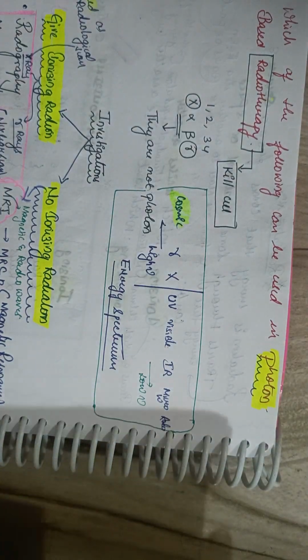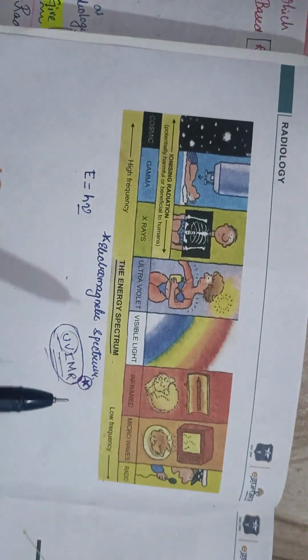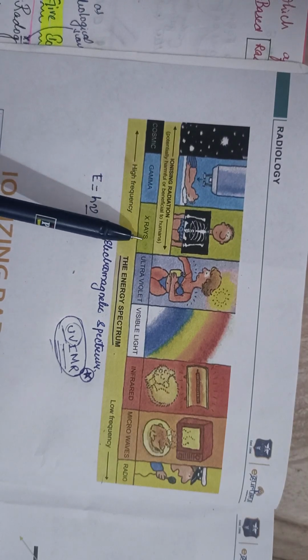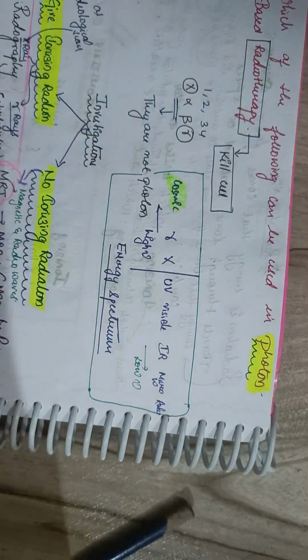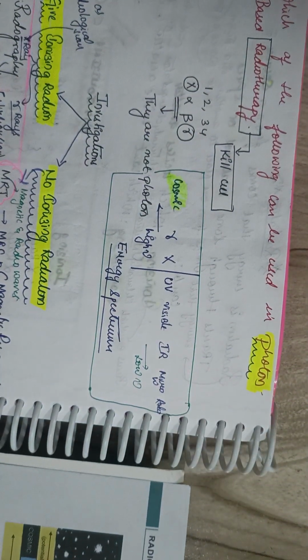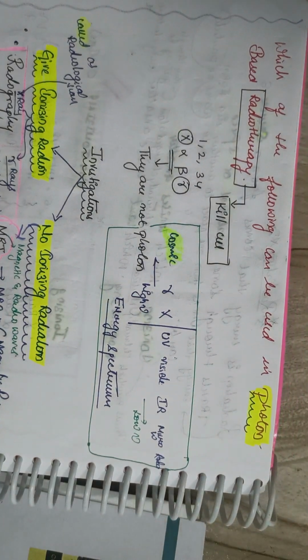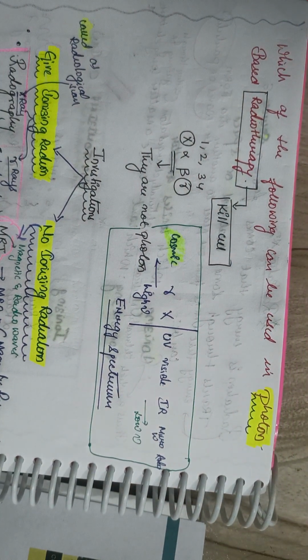If you look into this electromagnetic spectrum here, you have X-rays and the gammas. These X-rays and gamma rays are photons, and they are used in photon based radiotherapy. Alpha and beta are non-photon, they are not photons.